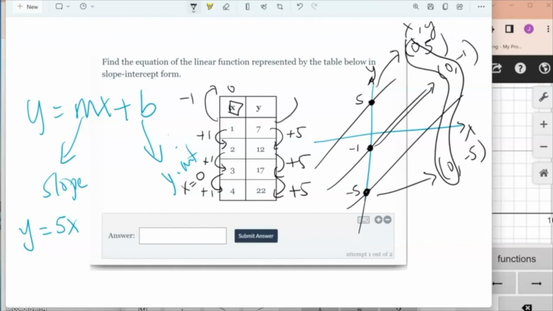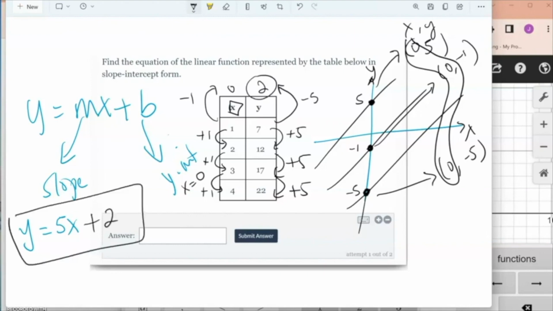So if I only need to go back one more time, I'm going to subtract 5 from 7, which is going to give me 2. So my y-intercept is equal to 2. So that's 5x plus 2 would be what my answer is.